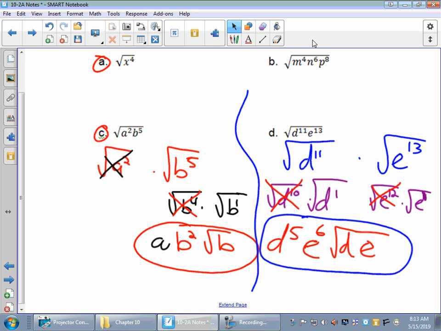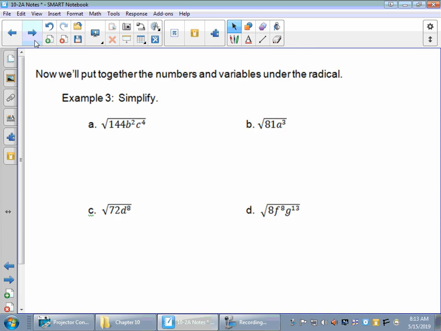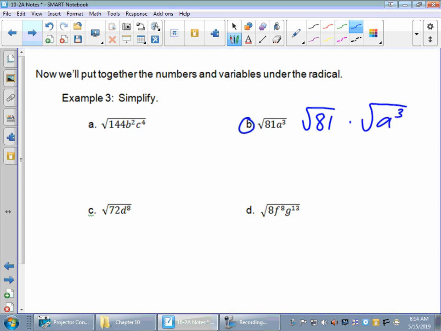Let's do a couple now where we put it together, where we have numbers and variables underneath the radical. Okay, so let's look at letter B here. I've got the square root of 81a cubed, right? So let's break this up, and I'm going to break up the numbers and the variables. So when I do this, I'm going to say square root of 81 times the square root of a cubed.